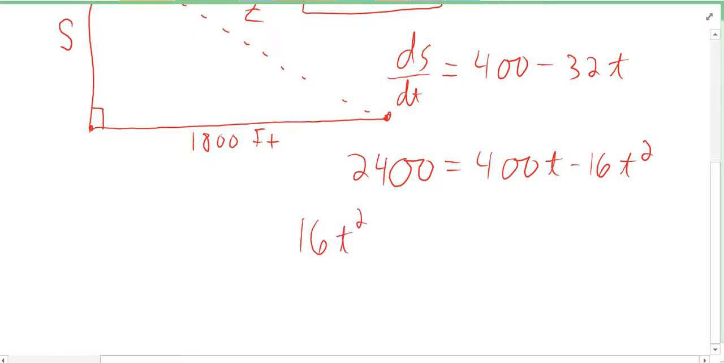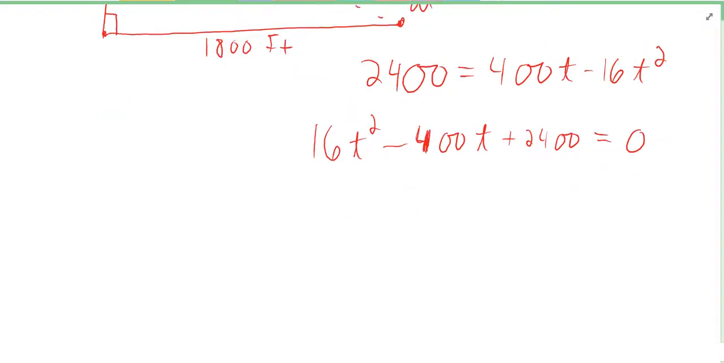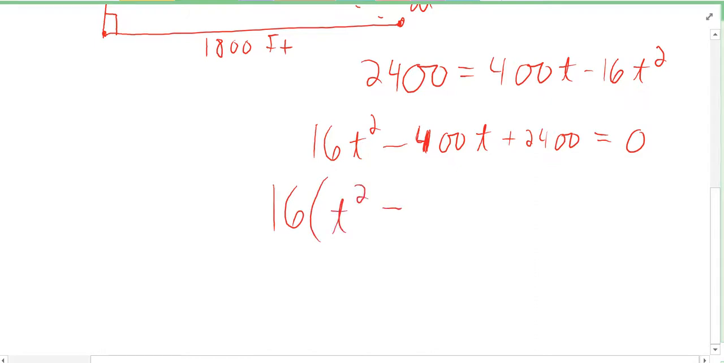So the equation is going to simplify, and although it's not super easy looking to begin with, this is what we need to solve. We can factor out a 16. And that's going to be t squared minus 25t. And 6 of those, yep, is 150.